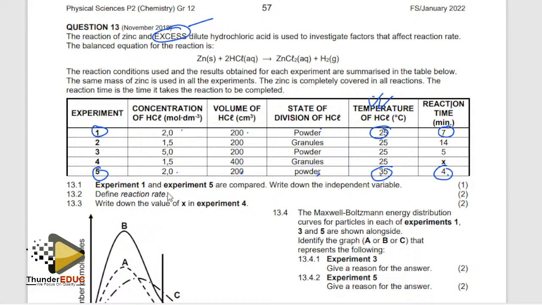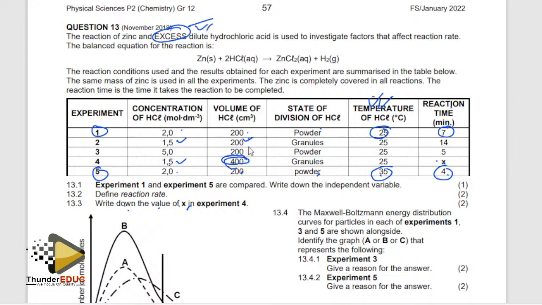Define the rate of reaction. We talked about it. Then write down the value of x. What is the value of x here now? Let's see here. It is 15. This one is the same, this one and this. This one is different. But they said this is in excess.